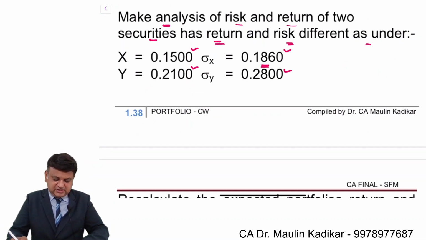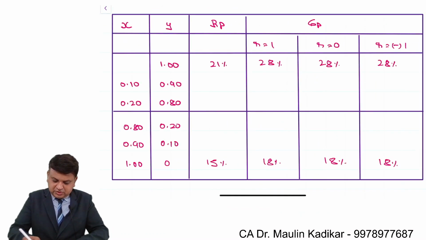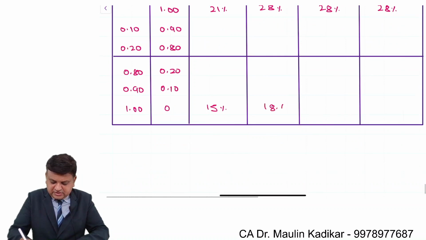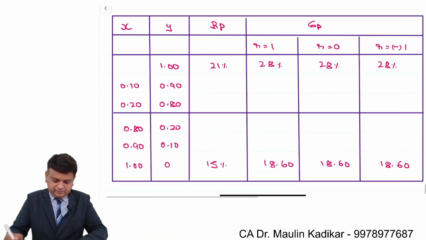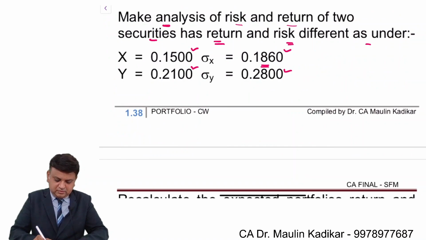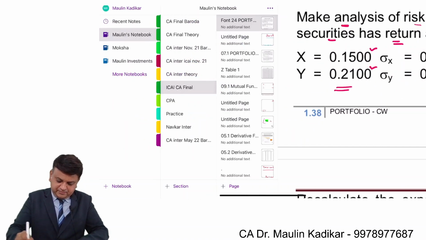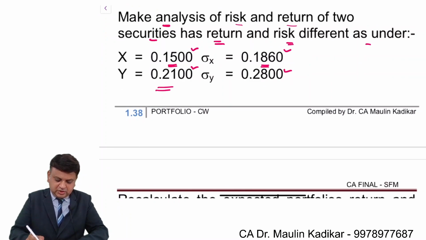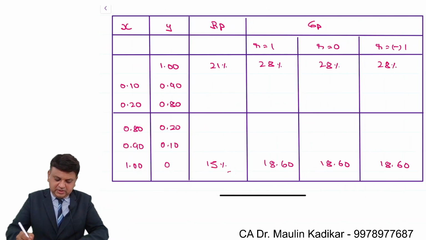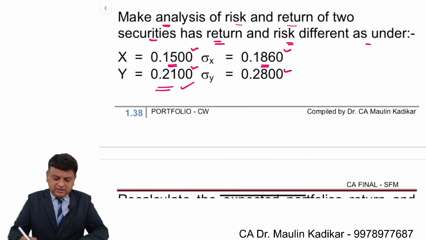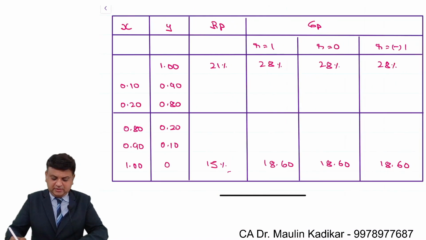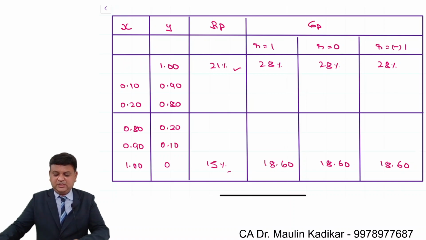Standard deviation of security X is 18.6%, and it has a return of 15%. And if you invest in Y, the return is 21% and the standard deviation is 28%. This is what we understand.